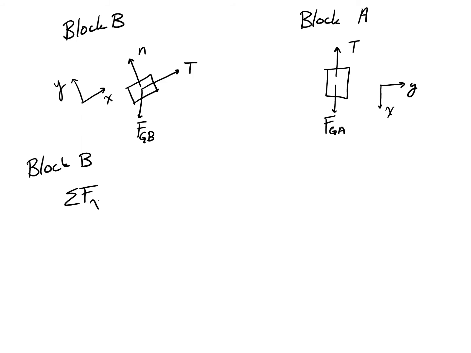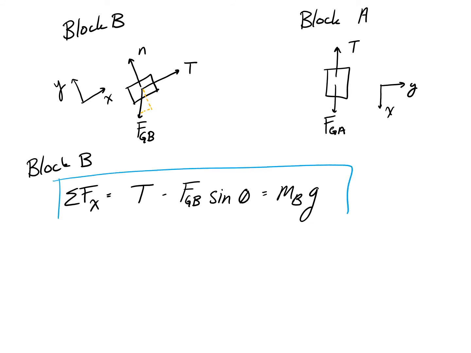So let's start with X. My normal force, because I've tilted my coordinate system, is only in X. Tension is in my positive X direction, and then I'm going to have negative force due to gravity for block B, but not all of it. Again, I can do my triangle. X is going to be opposite, so it's going to be sine theta, and this is going to be equal to mBg. So this is Newton's second law of motion for block B in the X direction.